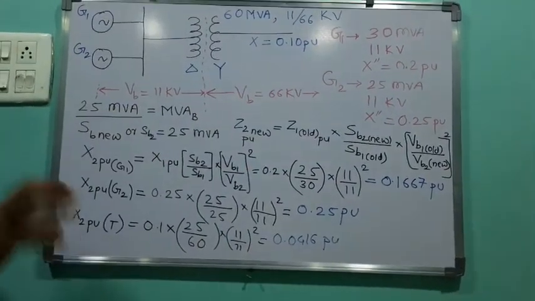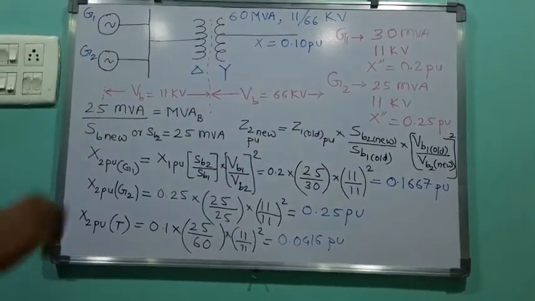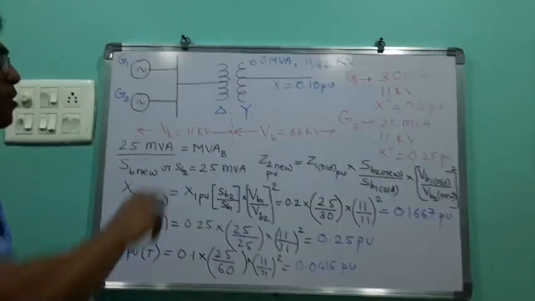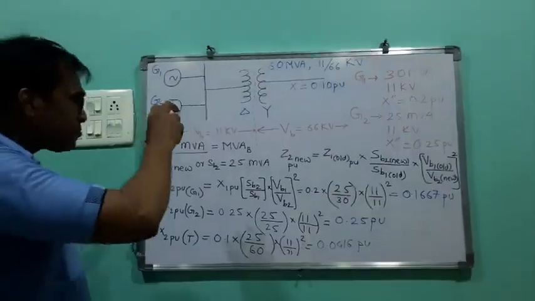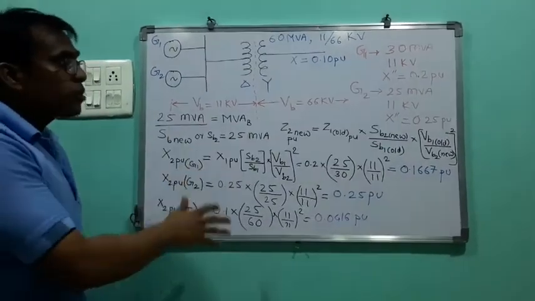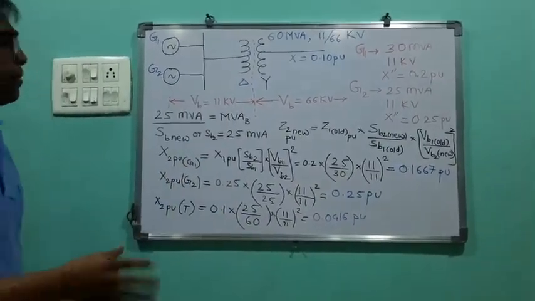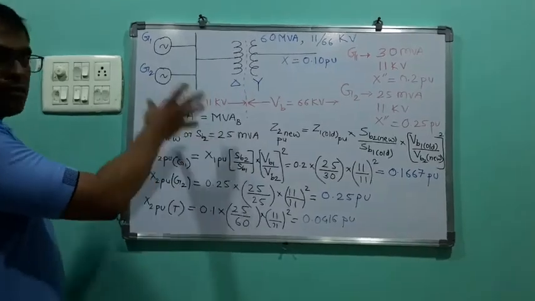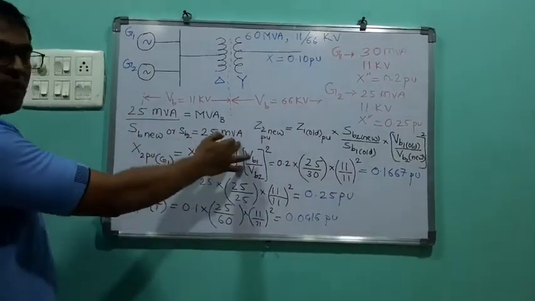Now what is the basic thing required in this? You have to make the reactance diagram from this single line diagram. Have you understood what we are doing? Just to summarize: 25 MVA is the given, so your new base is 25 MVA.